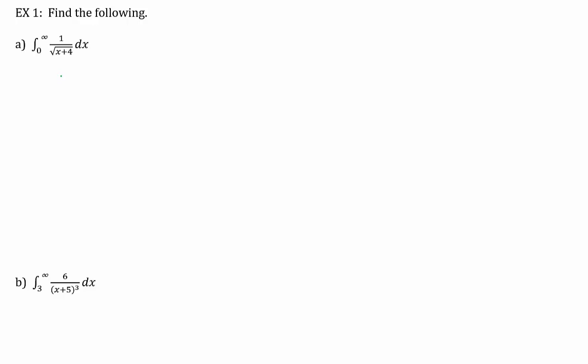What I'm going to do is find the integral from 0 to some finite number b of 1 over root x plus 4. And then I'm going to take the limit as b goes to infinity, to see what happens as that upper bound becomes infinite. Before I actually do this limit, I'm going to try to find the antiderivative of 1 over the square root of x plus 4.